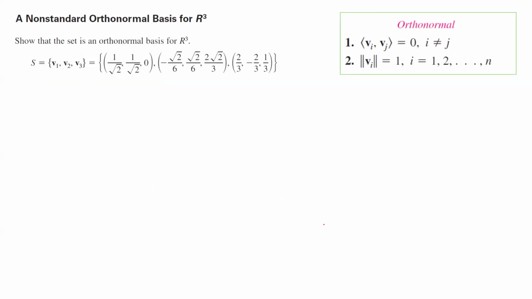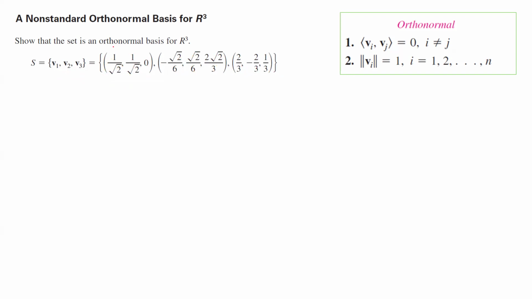For example, show that the set is an orthonormal basis for the space. It has 3 vectors. The very first vector is 1 divided by square root of 2, 1 over square root of 2, and 0. The second vector is negative square root of 2 divided by 6, square root of 2 over 6, and 2 square root of 2 divided by 3. The third vector is 2/3, negative 2/3, and 1/3.